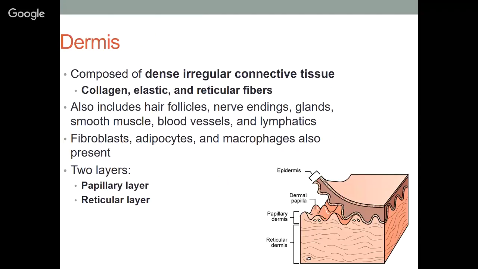Collagen, elastic, and reticular fibers are all in the dermis. The dermis also includes hair follicles, nerve endings, glands, smooth muscle, blood vessels, and lymphatics. Fibroblasts, adipocytes, and macrophages are also present. So there's a lot going on in the dermis. There are two layers of the dermis that are held together.